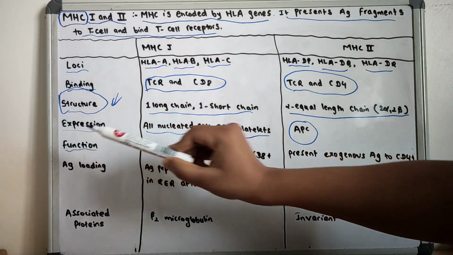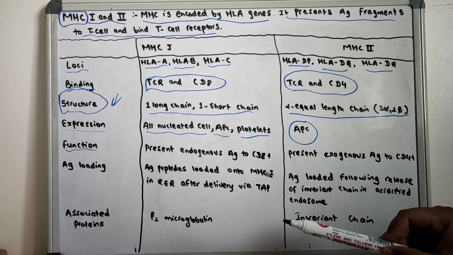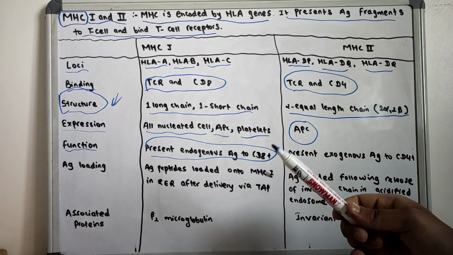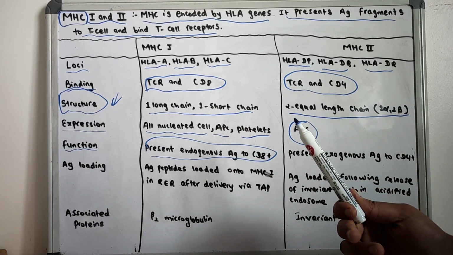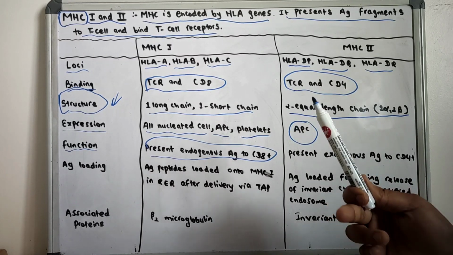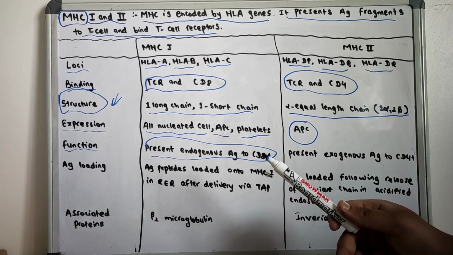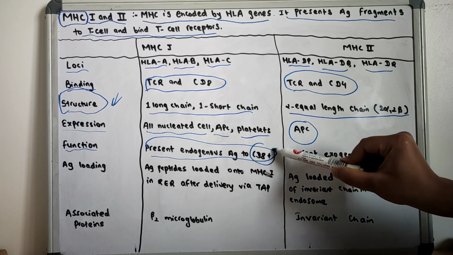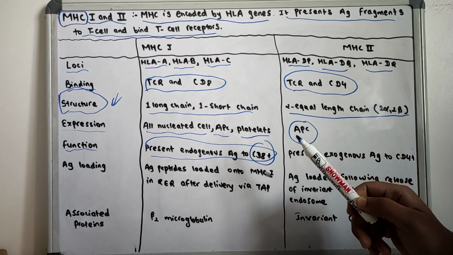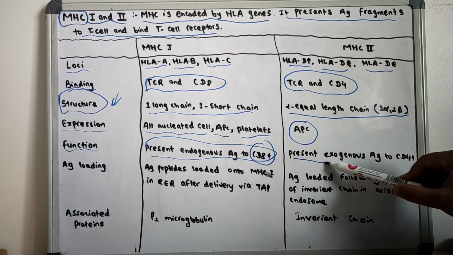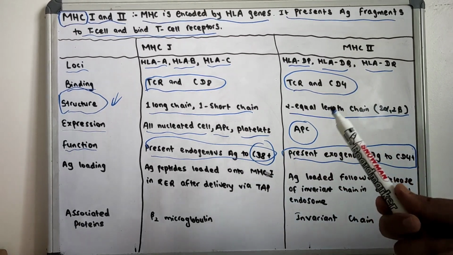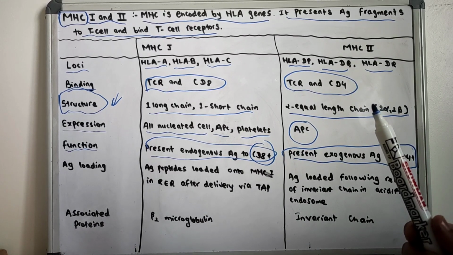Now let us discuss the function. The function of the MHC1 molecule is to present endogenous antigen to CD8 plus cell. The endogenous antigen could be viral or cytosolic proteins presented to the CD8 plus cytotoxic T cell. So CD8 plus cell is the cytotoxic cell, whereas the MHC2 molecule presents the exogenous antigen to CD4 plus T helper cells. The exogenous antigen could be bacterial proteins.